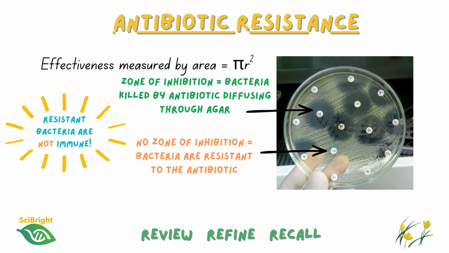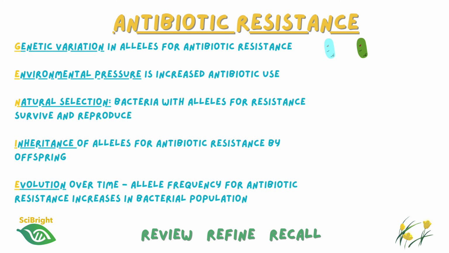One of the common errors in terminology when describing antibiotic resistance is describing bacteria as immune. Bacteria do not have an immune system, so we cannot describe them as immune. So let's imagine a bacterial population where a random mutation has given one bacterium resistance to a particular antibiotic. When the antibiotic is taken, this acts as an environmental selection pressure.